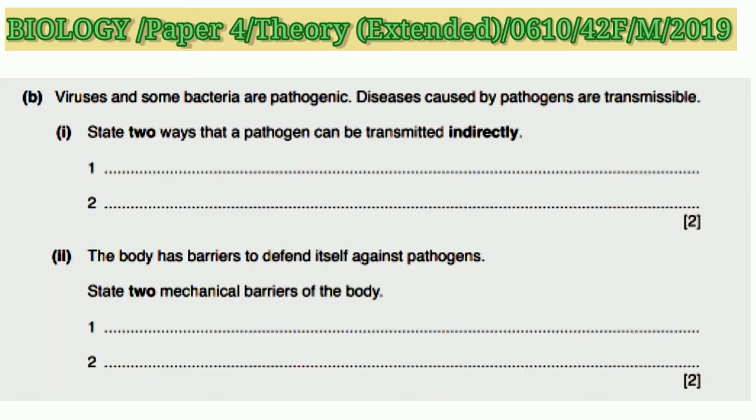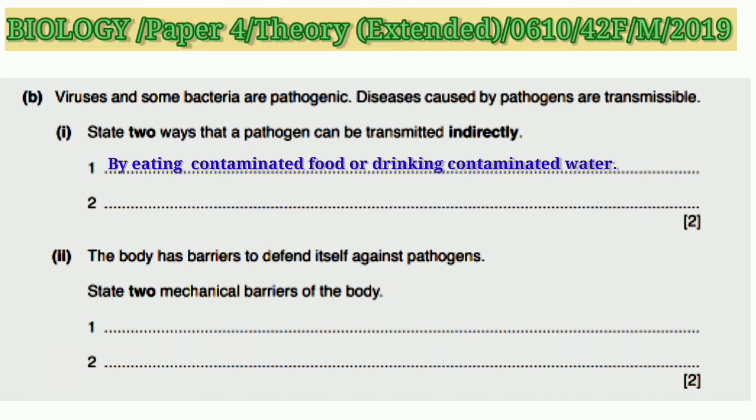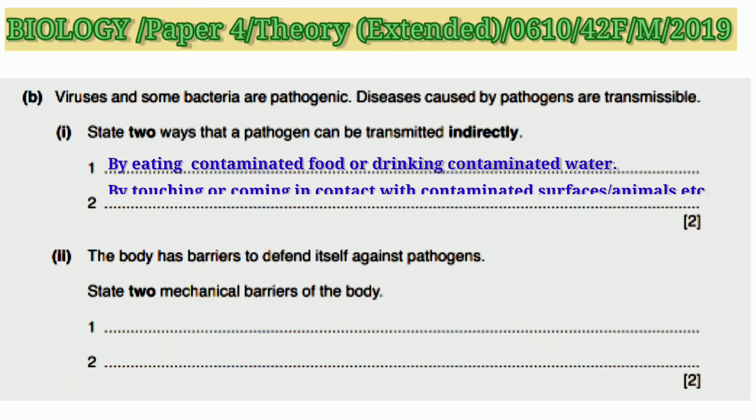Let us do 6B now. Viruses and some bacteria are pathogenic. Disease caused by pathogens are transmissible. First question, state two ways that a pathogen can be transmitted indirectly. First, by eating contaminated food or drinking contaminated water. Second, by touching or coming in contact with contaminated surfaces or animals, etc.